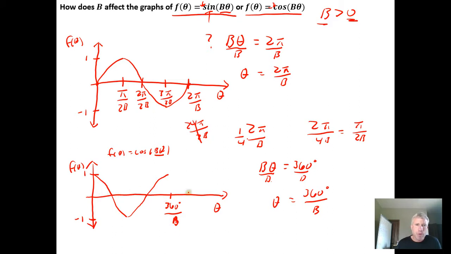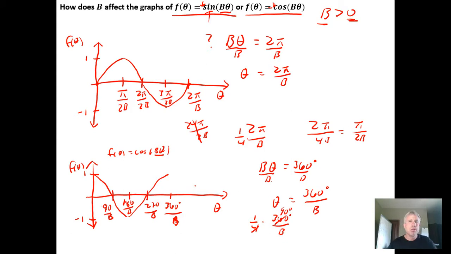And we break our interval, our period, into fourths. Here's a fourth of it, here's a fourth of it, here's a fourth of it, here's the final fourth. So to get the first tick mark right here, I take 1/4 times 360 degrees over b, and a fourth of 360 is just going to be 90 degrees over b. So this first tick mark is going to be 90 over b, 2 times 90 over b, 3 times 90 over b, 4 times 90 over b.